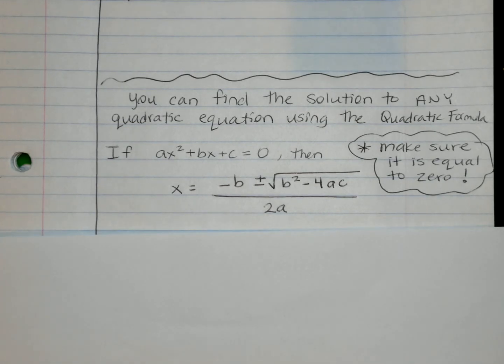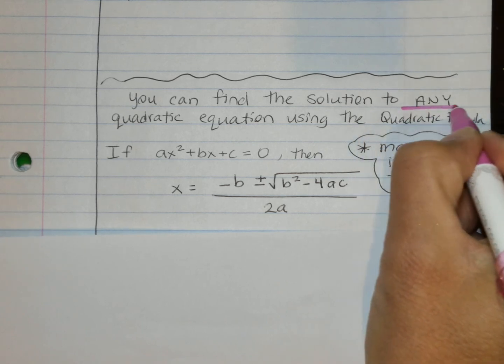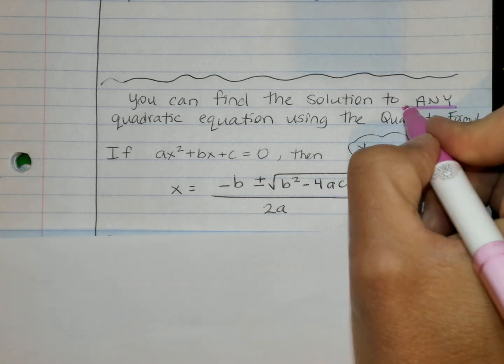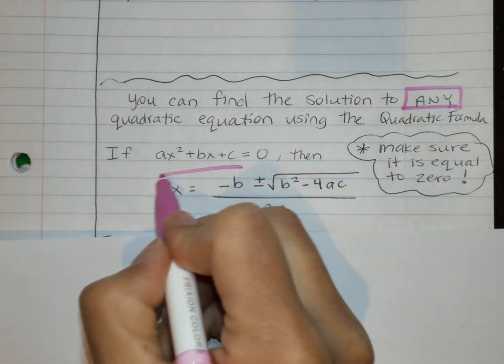It says you can find the solution to any quadratic equation using the quadratic formula. It doesn't matter what it looks like, what numbers are where, as long as it has an x squared term, you can solve it this way. That's really important, because sometimes you try to pick which method to solve and you're not sure. Just know that you can always use the quadratic formula.